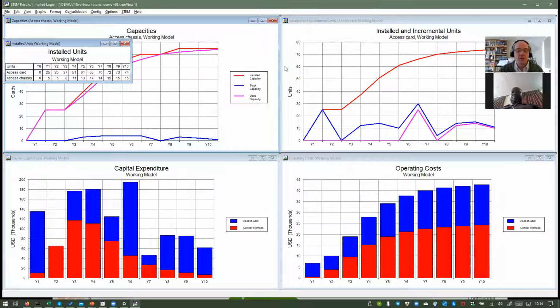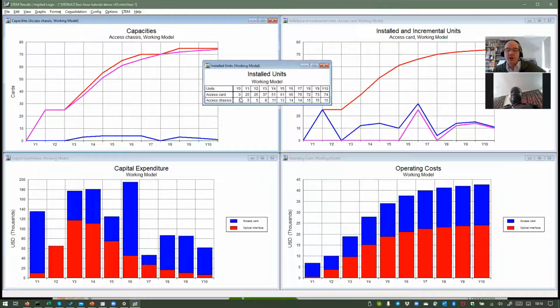So I've got, these are my cards. I started with 25 access cards and it gradually increases over time. At the moment, STEM thinks it's okay to have 5 chassis. And it thinks it's okay to have 15 chassis by the end.